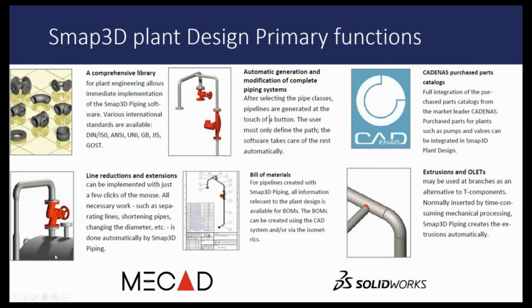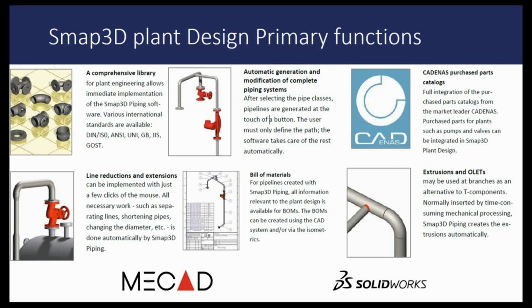A few primary functions of SMAP3D Plant Design include a full comprehensive library, which is 100% customizable by the customer, and automatic generation and modification of complete piping systems. It uses the CAD-NAS purchase part catalog, which is fully integrated, line reduction and extensions. It has the capability of a full bill of materials, which you can use in isometric as well, extrusions and OLEDs.